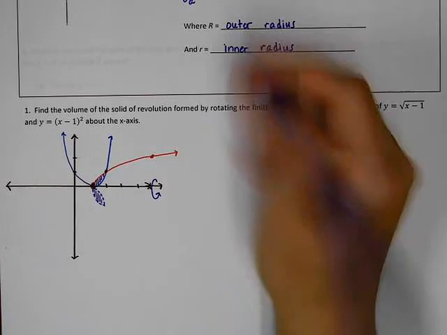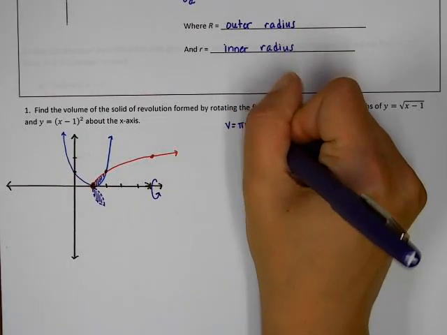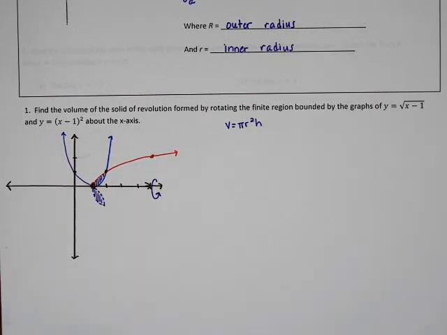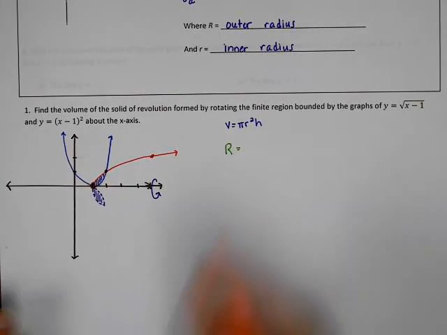So in order to do this, we're still going to use our volume equals pi r squared h formula. But in this case, we're going to have a big R and we're going to have a little r.